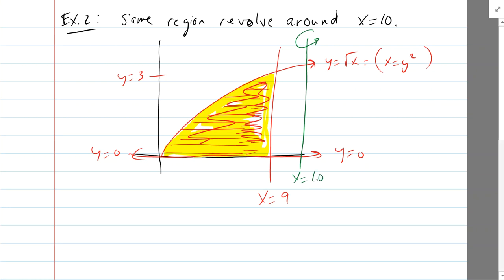Y'all are listening. That's amazing. Does my region touch my axis of rotation anywhere? No, there is a gap. Since there is a gap, does it have to be a washer? Yes, it does.